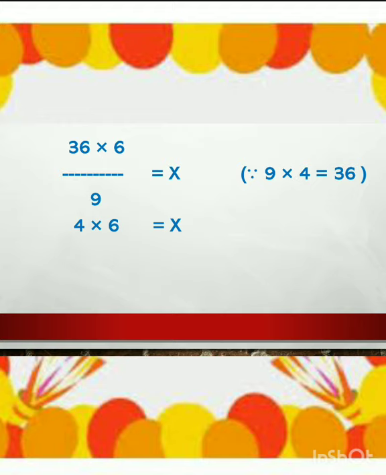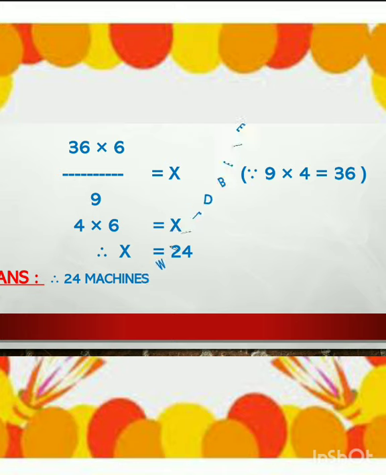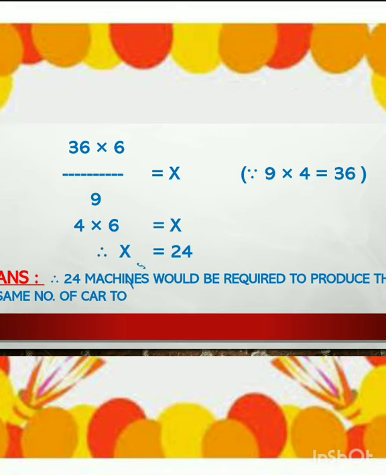36 into 6 and divided by 9 equal to x. Then again we can cancel with the ninth table. 9 4s are 36. Then the numerator will be 4 into 6 and the denominator will be 1. Then x is equals 4 into 6 is 24. Therefore, answer: 24 machines would be required to produce the same number of car toys in 81 days.